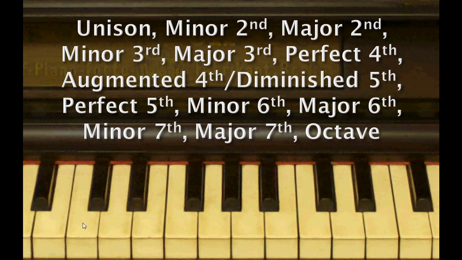Some of the most important intervals are called the major third, which takes us from here to here. It's 1, 2, 3, 4. So 4 half steps is a major third. And a perfect fifth is 1, 2, 3, 4, 5, 6, 7 half steps. So from C to G is a perfect fifth. From G to D, from here to here, is a perfect fifth.